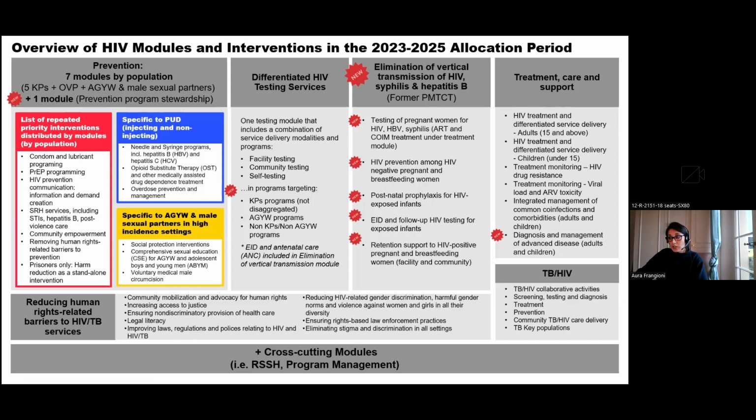The RSSH section in the modular framework includes the complete list of RSSH modules, and you'll see later in this session the complete list. The program management module didn't change compared to the previous cycle. However, the activities related to strengthening national HIV prevention program stewardship should now be included under the related module in the HIV modular framework, which is the prevention program stewardship. So this was a quick summary of the key points and changes. More detailed slides are at the bottom.